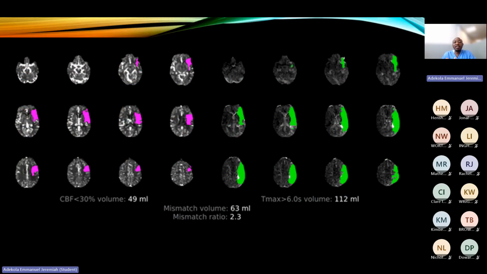So this image is just showing us another patient who has had a scan, and they've got a core. This is the CBF, which measures the core. I'm using the pointer now. This is the core, 49 mil, and this area of the green part is the penumbra, which we are aiming to save.